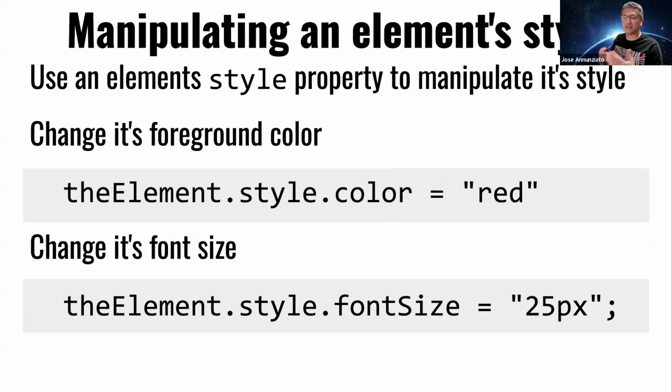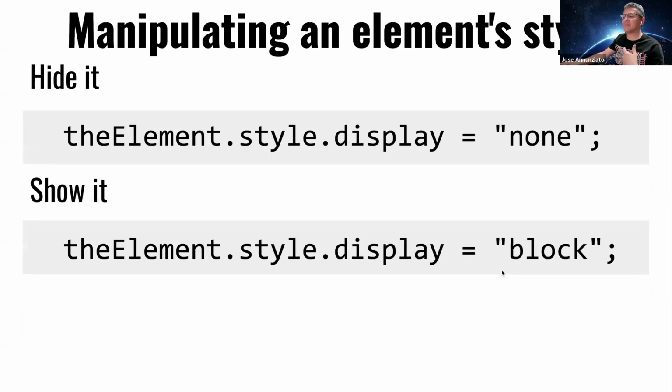You can also override the look and feel. All elements have a style property that you can use to override the look and feel. So you can change the CSS properties of the node. For color, you can make it red. The font size, you can make it 25 pixels. So again, this is very, very low level. You can change its display property to none, so you can hide it, and you show it again with block.